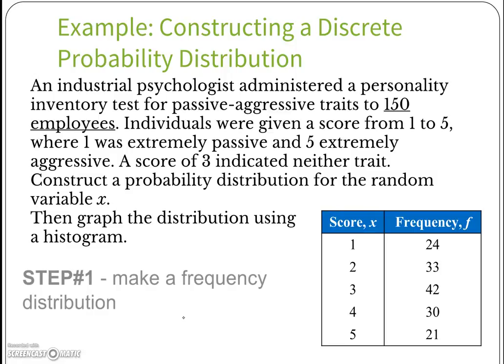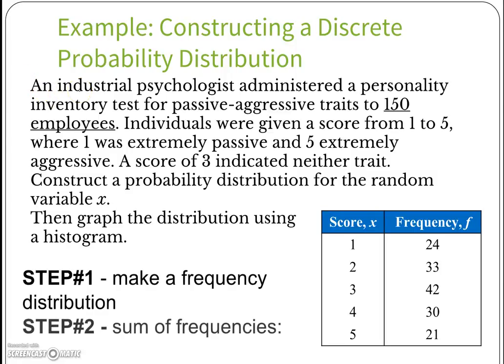So here's an example. An industrial psychologist administered a personality inventory test for passive-aggressive traits to 150 employees. Individuals were given a score from 1 to 5, where 1 was extremely passive and 5 was extremely aggressive. A score of 3 indicated neither trait. Construct a probability distribution for the random variable x. Then graph the distribution using a histogram.